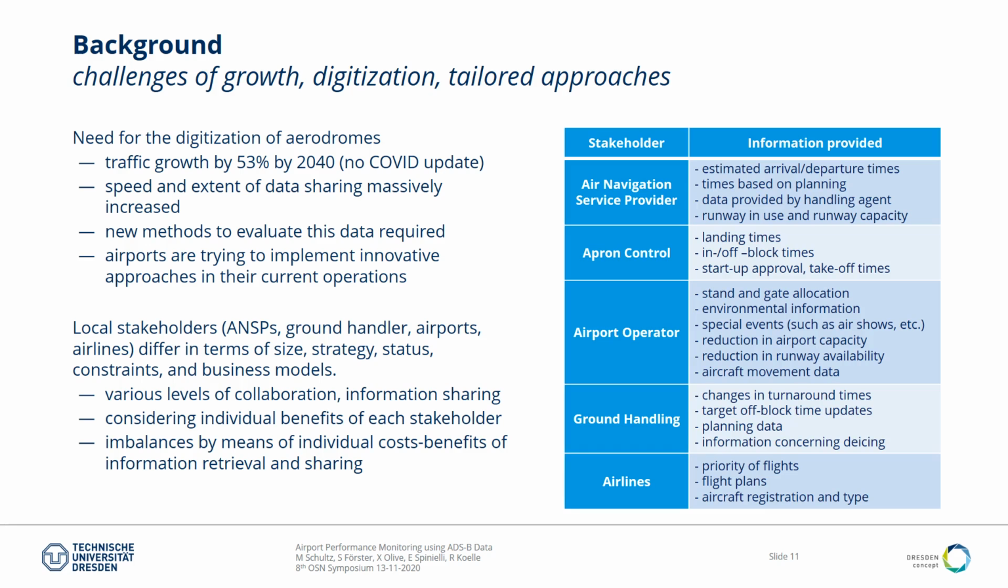So when you look at the airport system, you see, for example, that the air navigation service providers can provide some estimated arrival times. The apron control can provide landing times. The airport operator itself can provide some data for stand and gate allocation. The ground handler can provide some planning data. Information concerning the de-icing processes could be provided, and the airliner itself could provide some flight plans and other flight related data. So if you put all these data together, then the stakeholders can combine this knowledge, these data, and try to extract some good decisions.